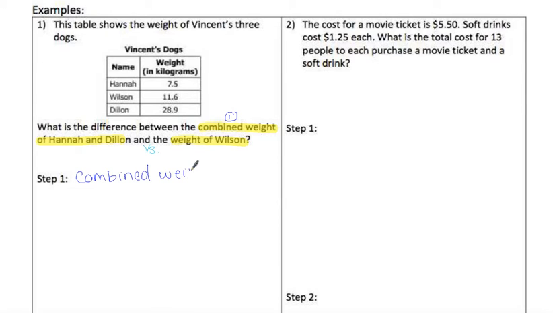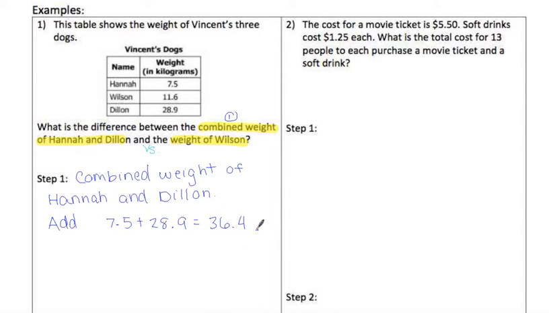weight of Hannah and Dylan. So if we look at the chart, we're going to add those two together because combined means add. And when we add, we're going to add Hannah, which is 7.5 kilograms, plus Dylan, which is 28.9 kilograms. And when we add those two together, we get 36.4 kilograms.